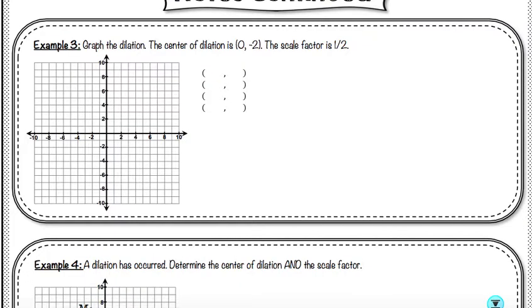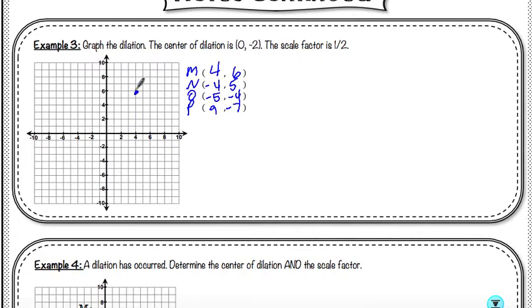Okay, and here is a third example. The third example says graph the dilation. The center is (0, -2). The scale factor is 1/2. This is just another example. So we're starting with MNOP, and this is going to take a few minutes. M is (4, 6). N is (-4, 5). O is (-5, -4). And P is (9, -7). Go ahead and graph those.